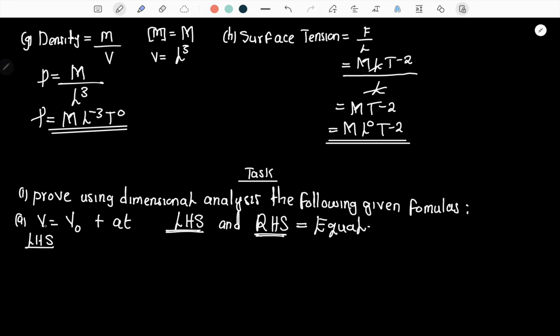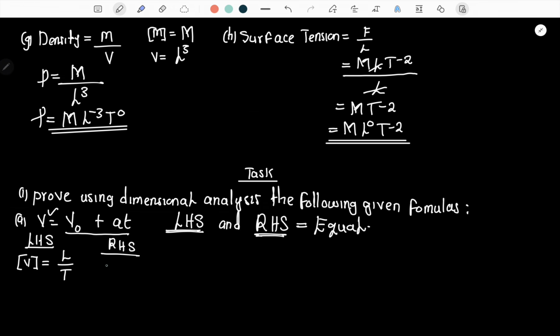So for the left hand side, we have this. What are the dimensions of velocity? The dimensions of velocity is simply L over T. We go to the right hand side. The right hand side is the entire of this. So what are the dimensions of velocity initial?